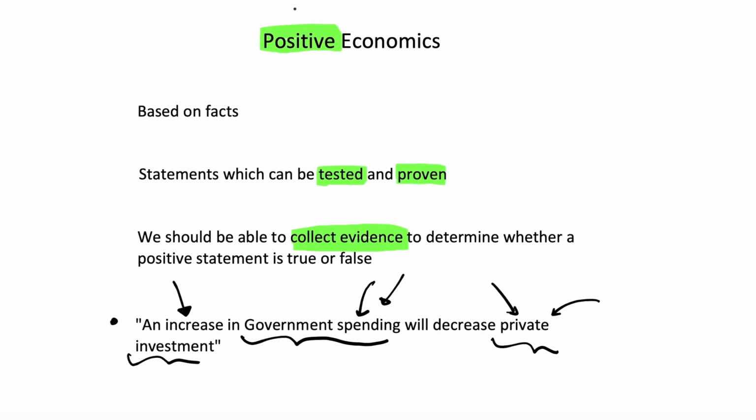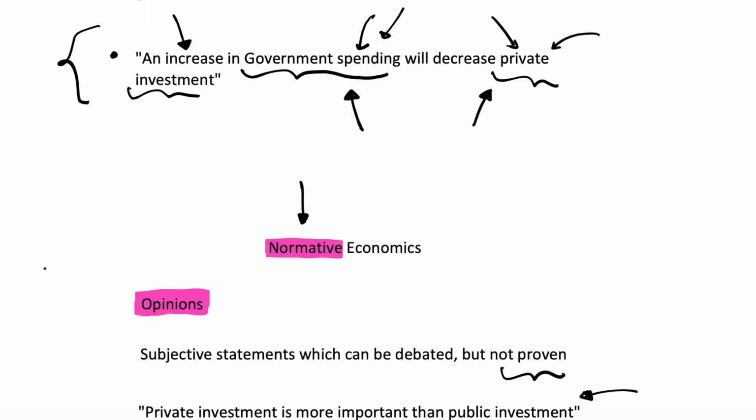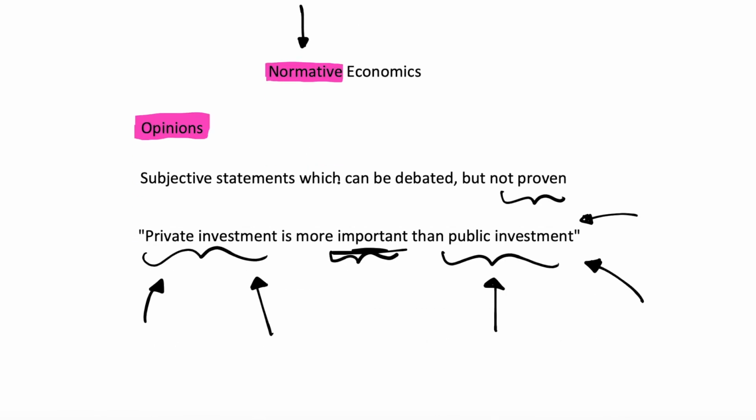Whereas if we have a positive economic statement, we can say, okay, we definitely know that government spending is going to decrease our private investment through crowding out, for example. I'm not saying this statement is necessarily true, but I'm saying that it is a positive statement, that we can test it. We can't necessarily debate whether it's true in the same way, as we can test it directly. So that's the difference between positive and normative economics, and it's very important.